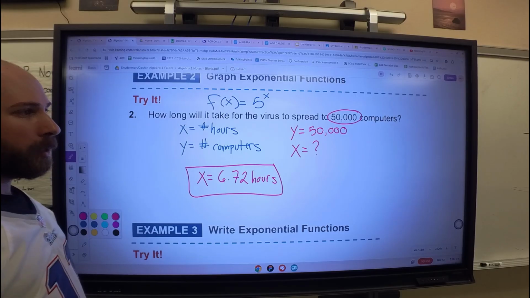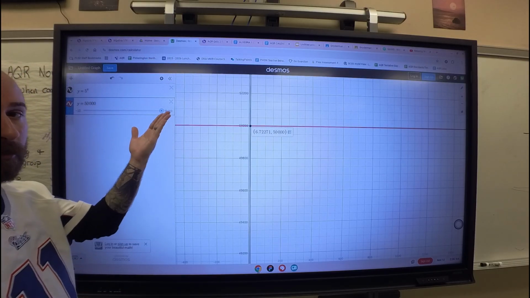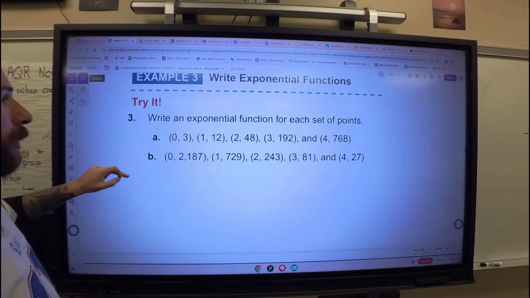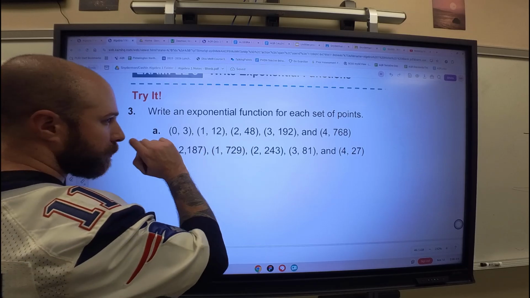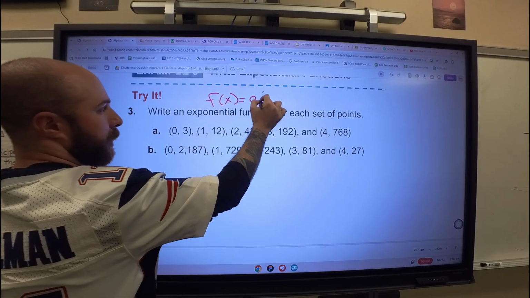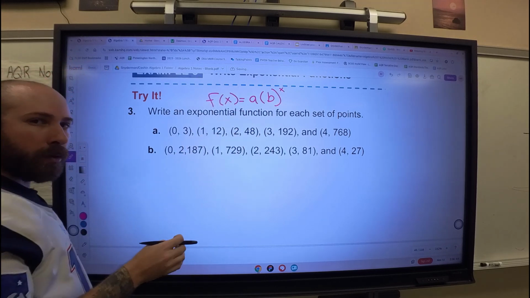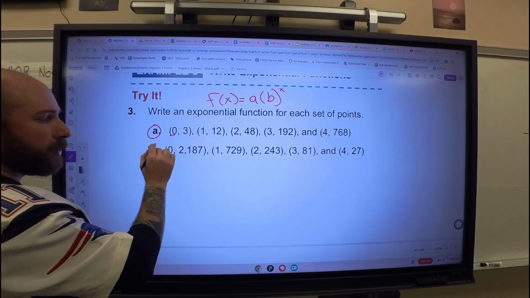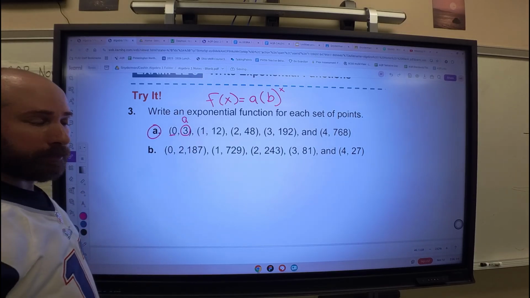Okay? And again, Desmos can do this work for us. We just have to know how to use it. All right. Number 3, write an exponential function for each one. Again, we are looking for f of x equals a times b to the x. Remember, a is our initial when x is 0. So if we look at part A, we have x is 0. So the y value, that's our a.